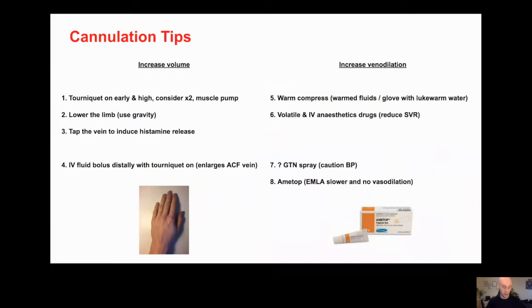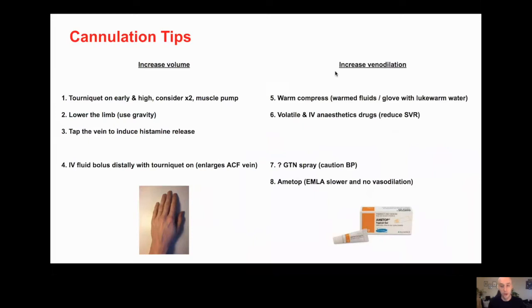And then the last thing that we do that I only really seen anaesthetists do, and it really works, is tapping the vein. So, you know, you're not going to hurt them. Obviously, you're not going to smash the hand, but firm tapping for about 10 seconds, and it really does cause the vein to vasodilate and come up, and it's because of histamine release. Other things that can be done, if you need a big cannula in the ACF and you have a small cannula in the hand, you could put a tourniquet on and give a 20 ml bolus, and that's going to get trapped in the ACF and it'll make the ACF vein bigger.